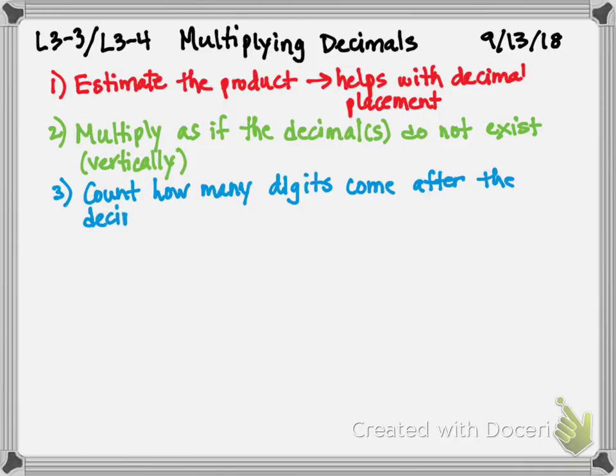So I'm going to use that parentheses S again. All together. So I look at both the numbers that were all involved, the original numbers involved in the multiplication problem, and I'm going to look for how many digits came after decimals all together. Okay, now what do I do with that number? That number represents how many digits have to come after the decimal point in my answer.